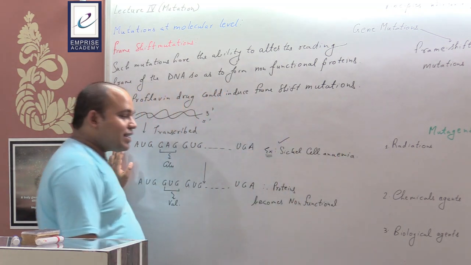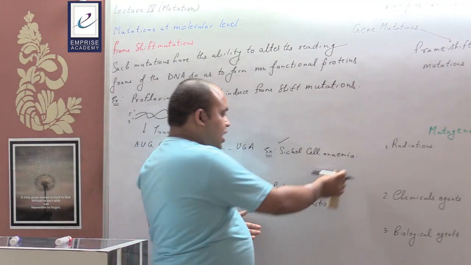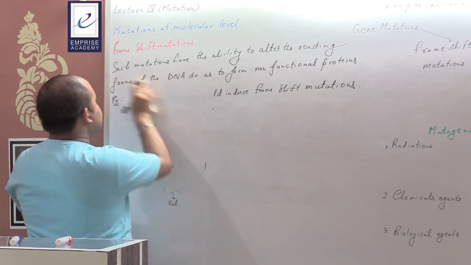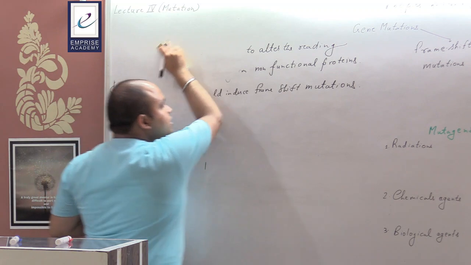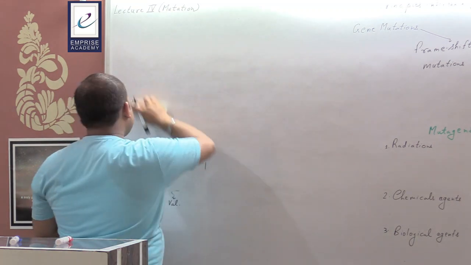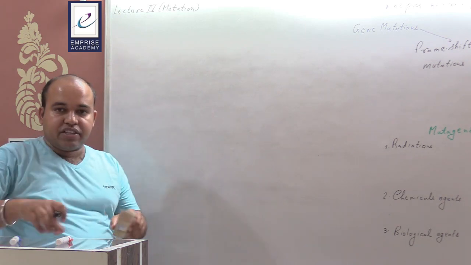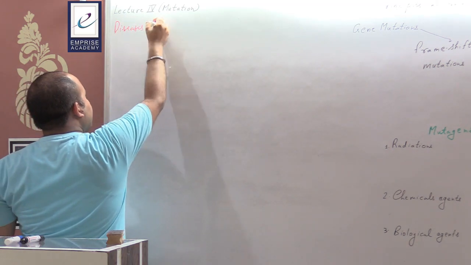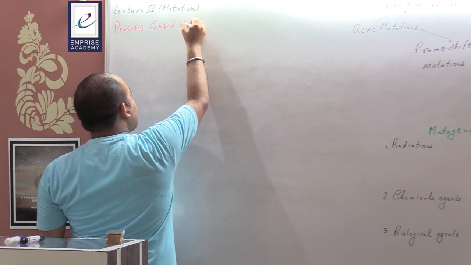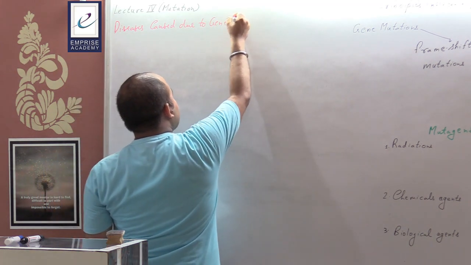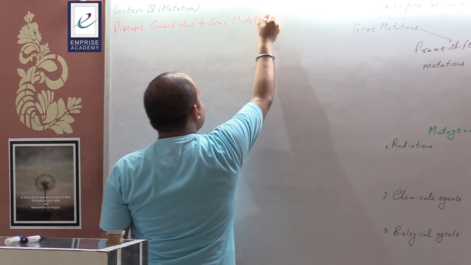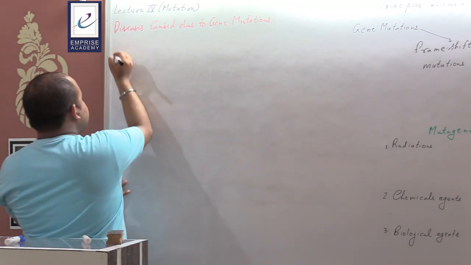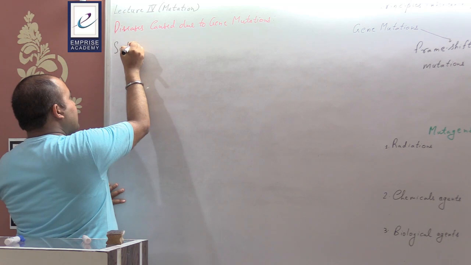Now let us have a look at the classical case of sickle cell anemia. How does sickle cell anemia take place? What happens in the case of sickle cell anemia? So we are going to talk about the diseases that are being caused by gene mutations. Some of the diseases caused due to gene mutations are as follows. The first disease being sickle cell anemia.